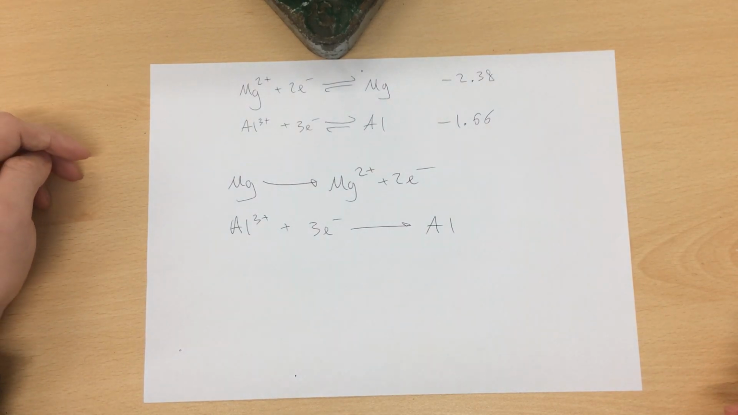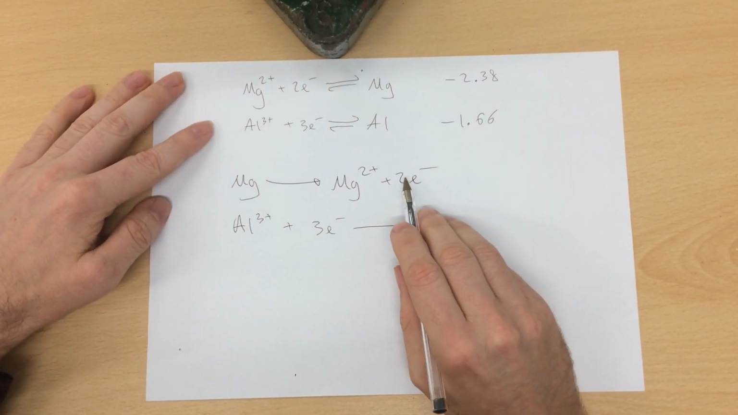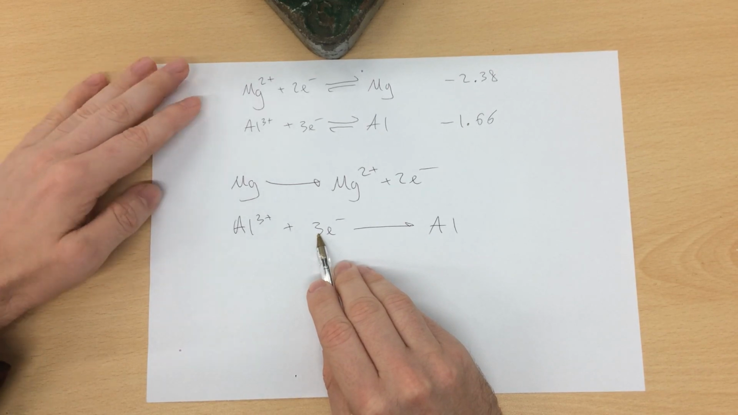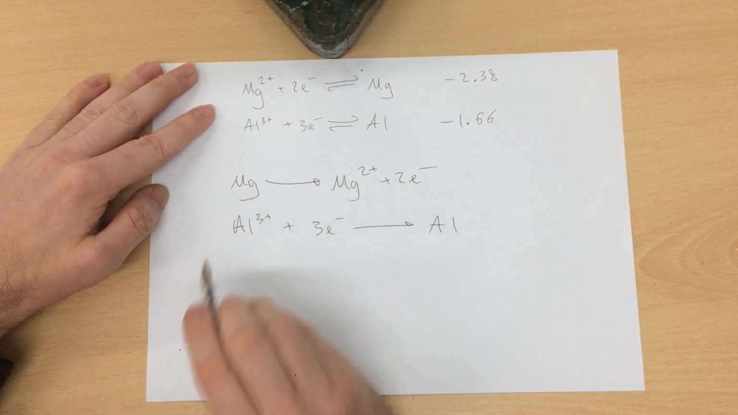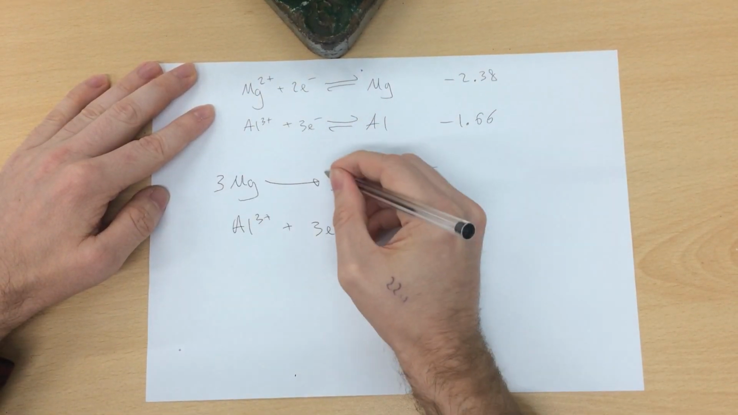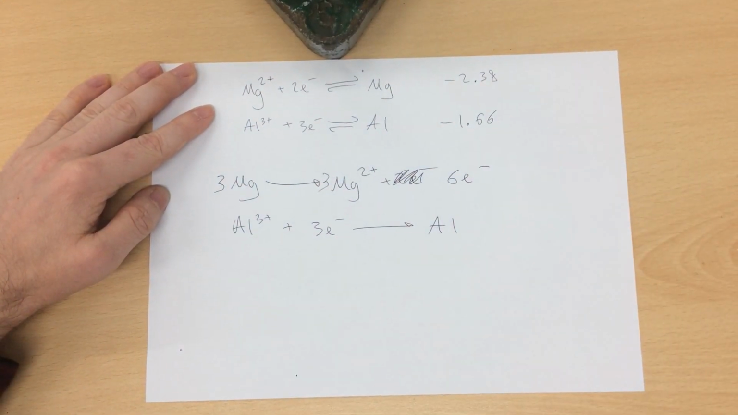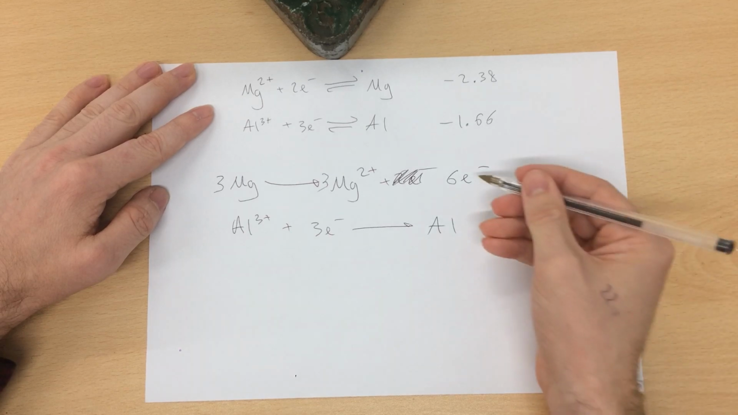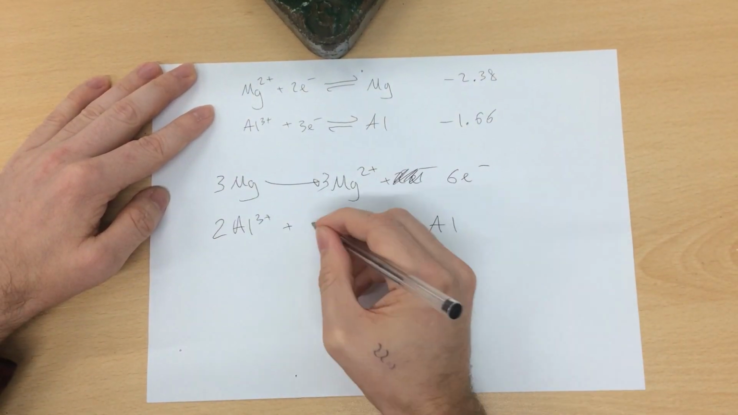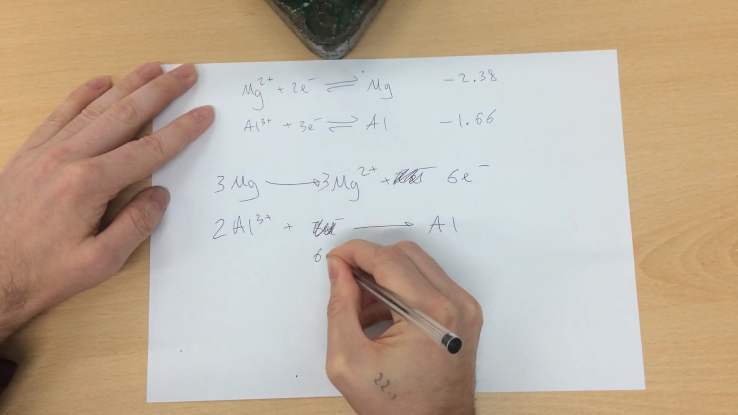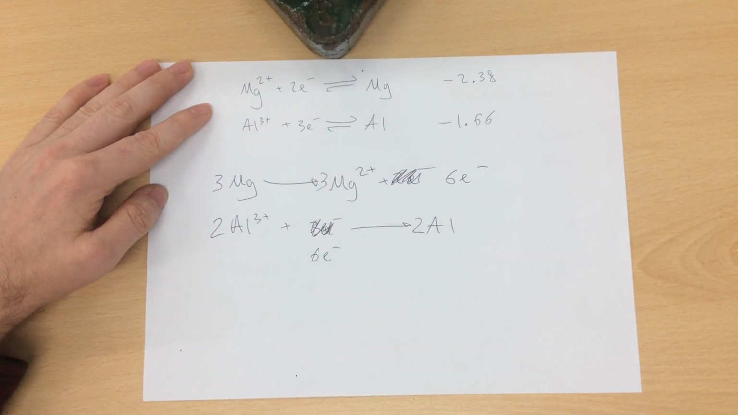Step 2, balance the electrons. Well, I've got 2 electrons here and 3 there, so I'm going to need to multiply the top by 3, and that will now be plus 6 electrons. And I need to multiply the bottom by 2, so that will now be 6 electrons and 2.